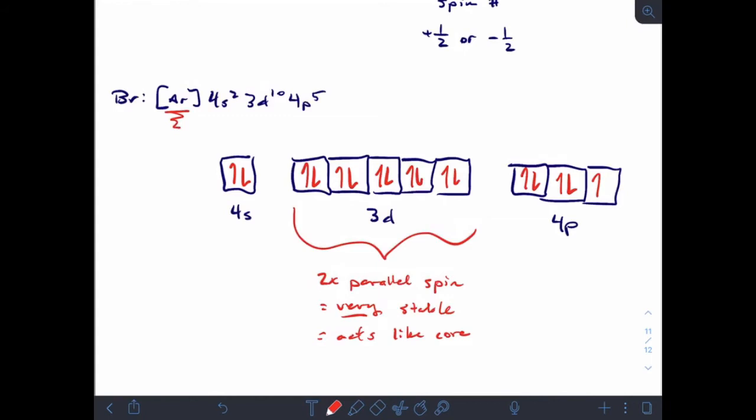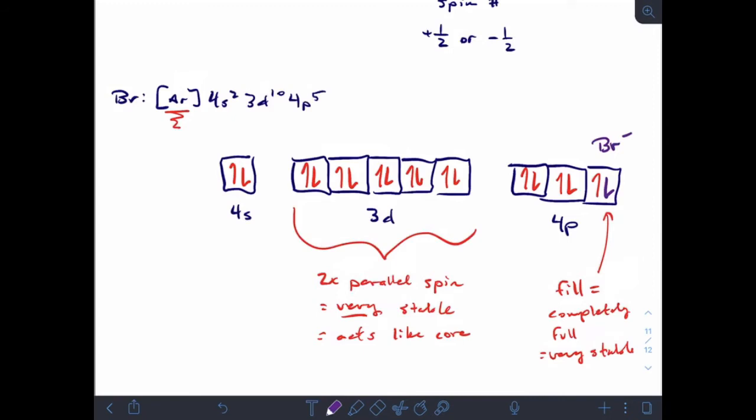Now, with my 4p's, if I fill, I get a completely full p orbital. Very stable. So if I make this a bromine minus and add one more electron, now I have a completely full p orbital, 2 times the parallel spins, and I get Br minus out of it.